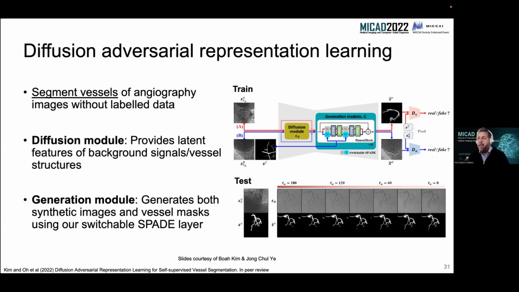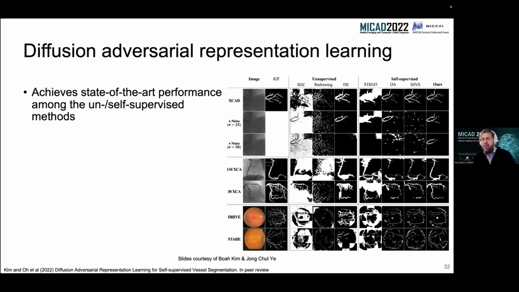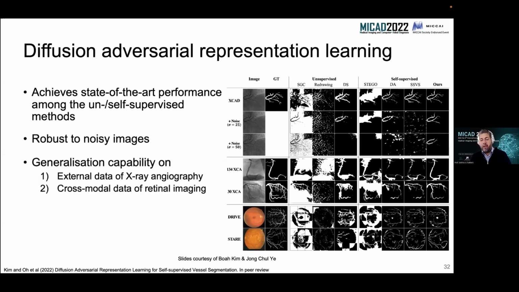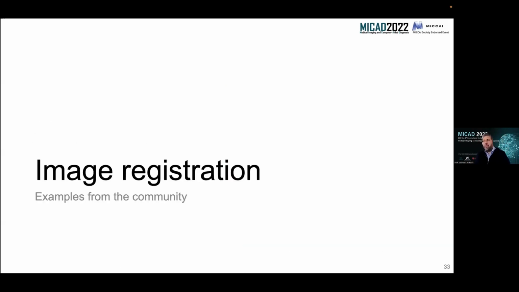Okay. They've run several experiments on several different data sets, and I must admit the results are very impressive. They showed lots of robustness to noisy data, and they show that they are able to generalize to external data, but also cross-modal data from retinal imaging. The same group have also done some work on image registration.